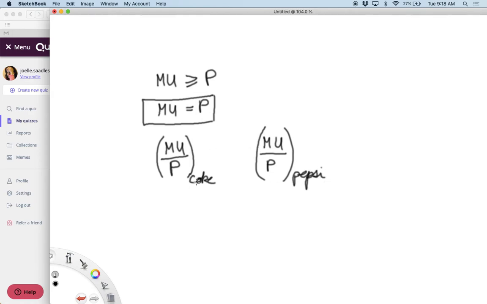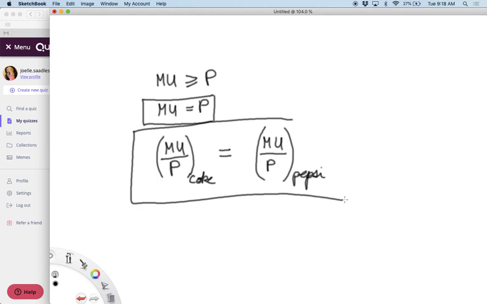So when you're deciding how many Cokes and how many Pepsis to buy, you're going to continue to buy more Coke as long as it gives you more additional happiness relative to its cost than Pepsi. Ideally, you stop when they're just equal. So if the marginal utility relative to price is greater for one good, that means you should buy more of this and less of the other. So these are the rules.